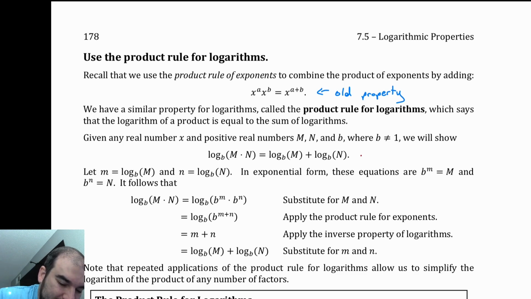And this is the new property that is essentially the analogous property that has to do with logarithms. So if I have two things inside of a log multiplied together, so if I have log base b of m times n, we can expand that into a sum.